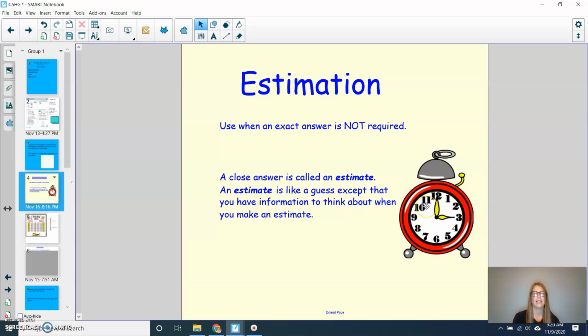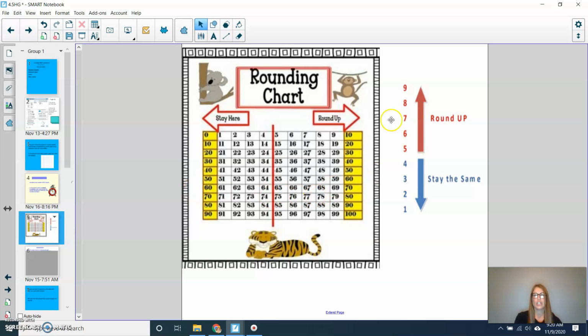In today's lesson, we're working on estimation. So use it when an exact answer is not required. A close answer is called an estimate. An estimate is like a guess, except that you have information to think about when you make an estimate. So I provided a little chart to think about. So when your number is 5, 6, 7, 8, or 9, you're going to round up to the next 10. If your number is 4, 3, 2, or 1, you're going to stay the same.